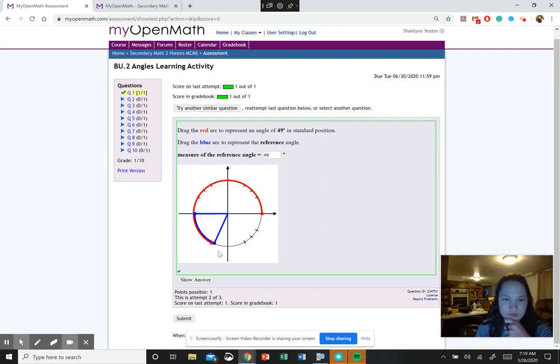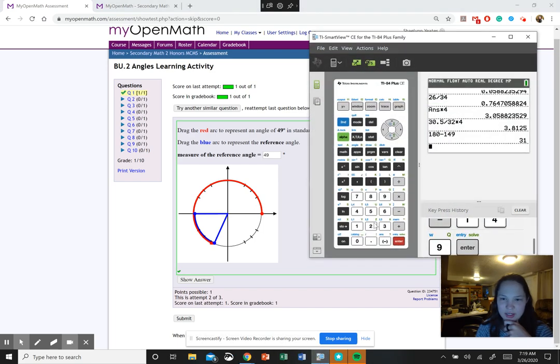So if I take this, I made it 249. So now it's 249, but it's over 180. So I'm going to take 249 minus 180 this time. So 249 minus 180, and that should give me the angle past 180 that it is, right? So I get 69. So this angle right here would be 69 degrees.